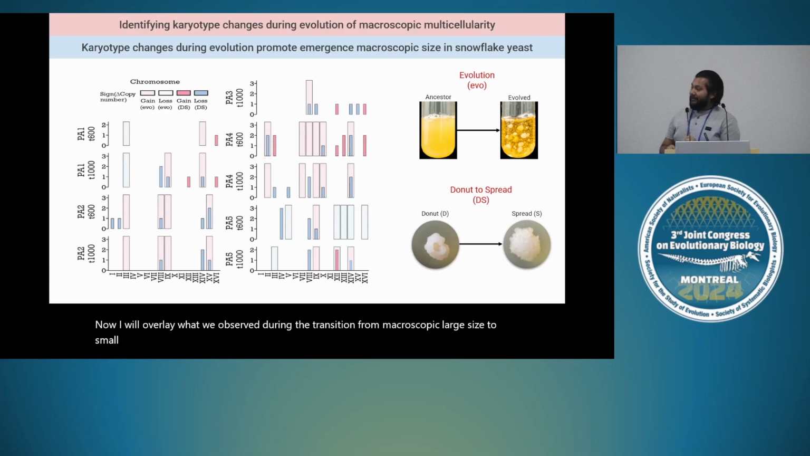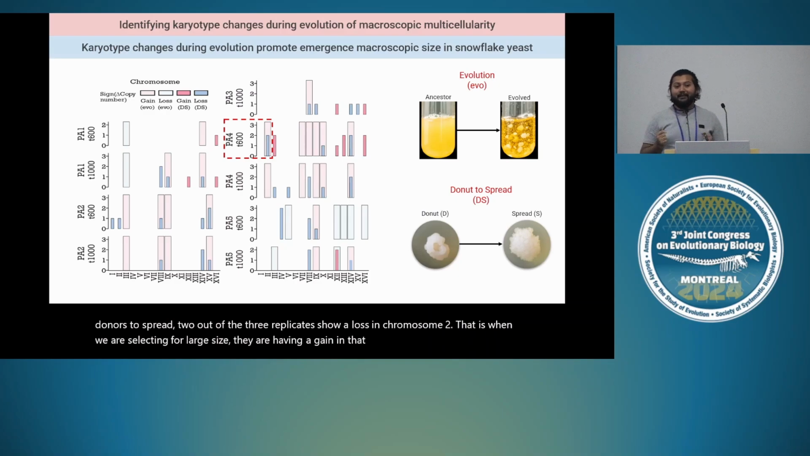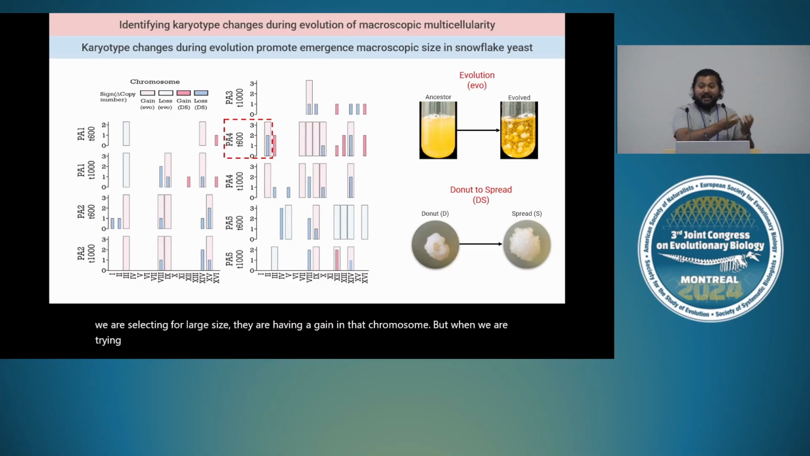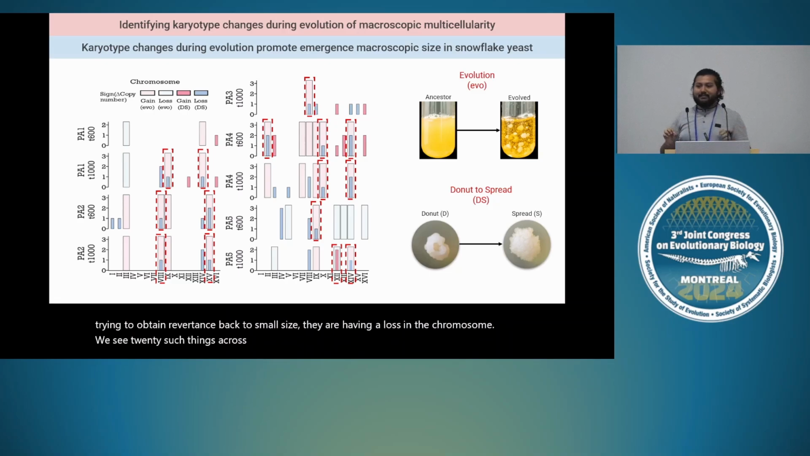If we focus on the same thing again, we see that during the transition from donuts to spread, 2 out of the 3 replicates show a loss in chromosome 2. That is, when we are selecting for large size, they are having a gain in that chromosome. But when we are trying to obtain revertants back to small size, they are having a loss in the chromosome. We see 20 such things across all our replicates, suggesting that certain chromosomal patterns that we observed during evolution were indeed playing a role in evolution of large size.